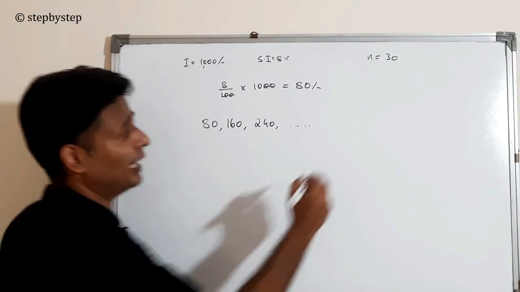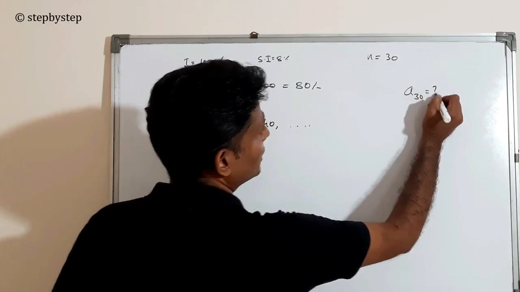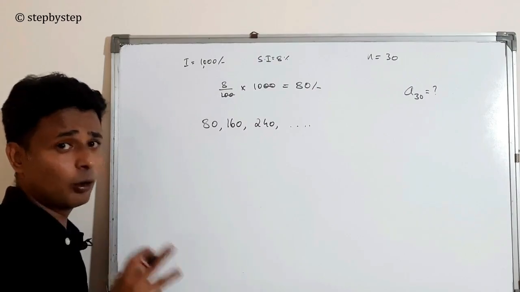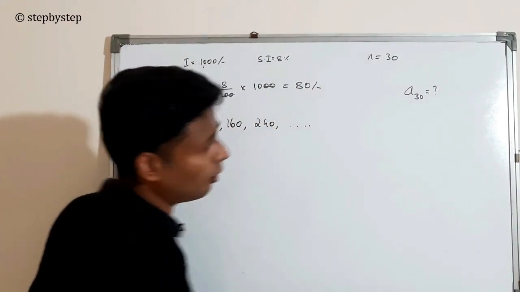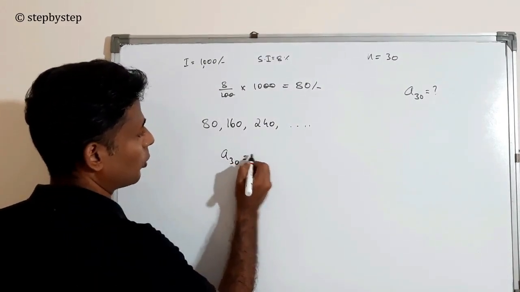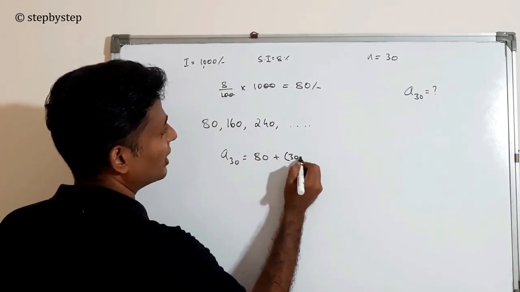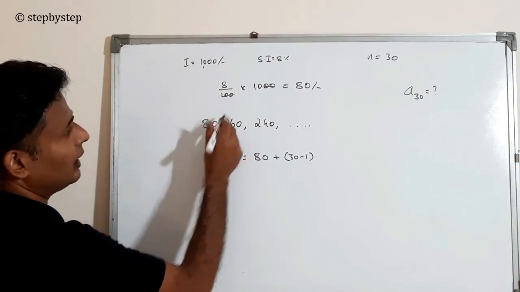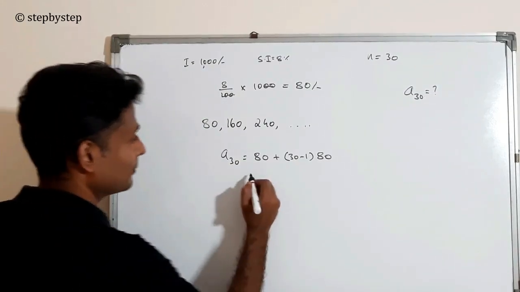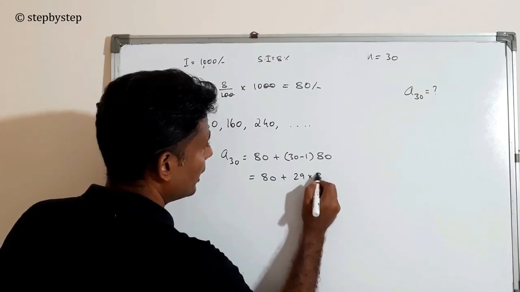So what do we need to find here? We have to find A of 30. End of 2 years he has earned 160, end of 3 years he has earned 240. How much has he earned at the end of 30 years? So A of 30 will be equal to A, that is 80, plus n minus 1, that is 30 minus 1, into D, which is 80. Every year he is earning 80, he is increasing by 80. So D is 80. So this is equal to 80 plus 29 into 80.